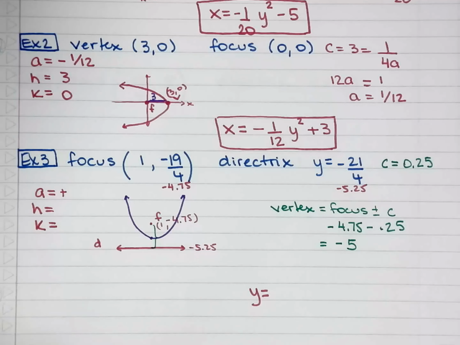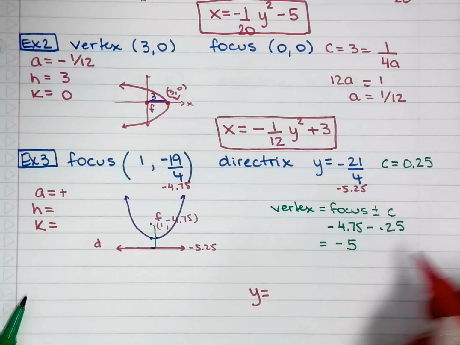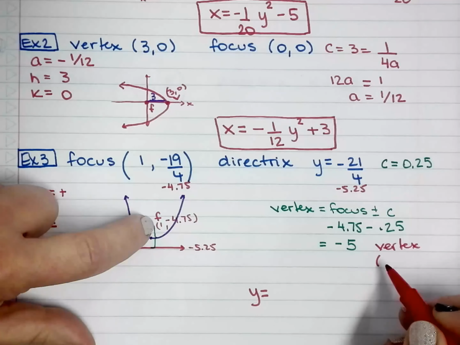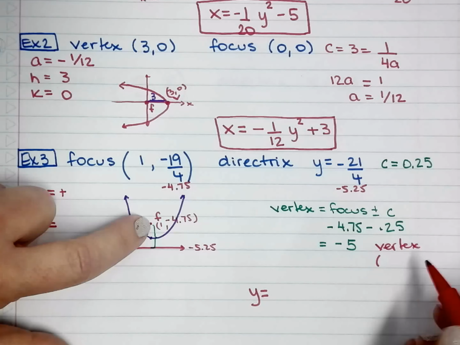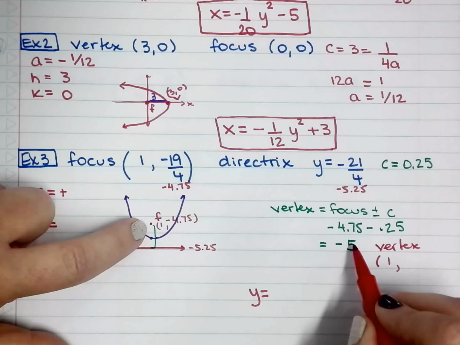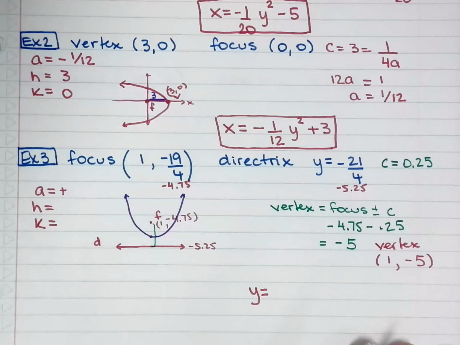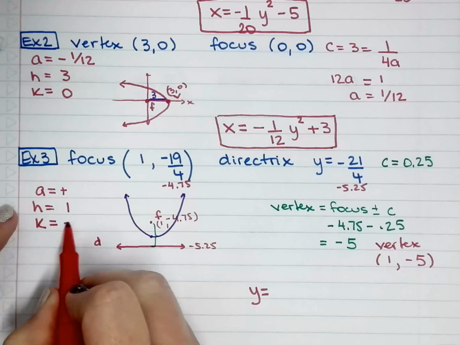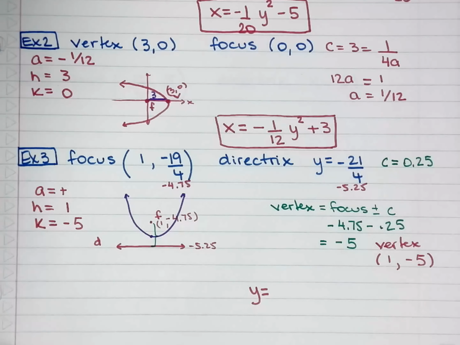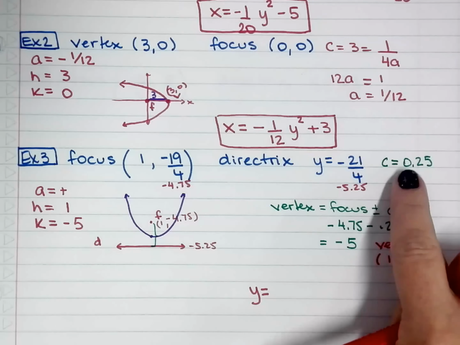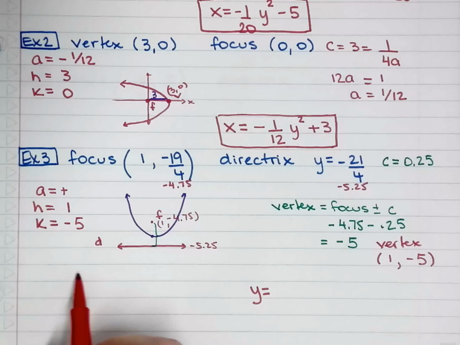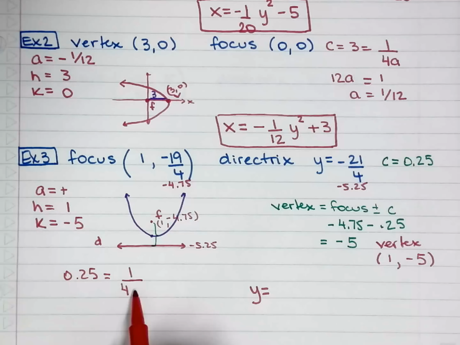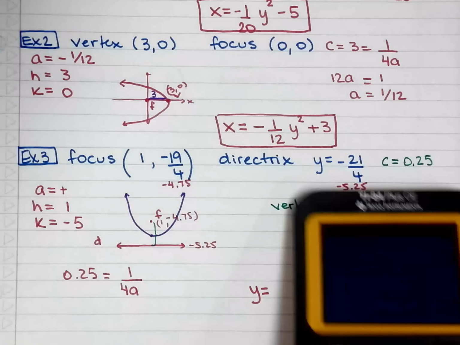Okay, so now I know the vertex x-coordinate will be 1 because it's in the same direction as the focus. So I have 1, negative 5 for the vertex. All this work just to come up with the vertex because they didn't give it to us. Okay, I already have C. From C, I need to find A. I know C is 0.25, and I also know C equals 1 over 4A. Multiply 0.25 times 4.